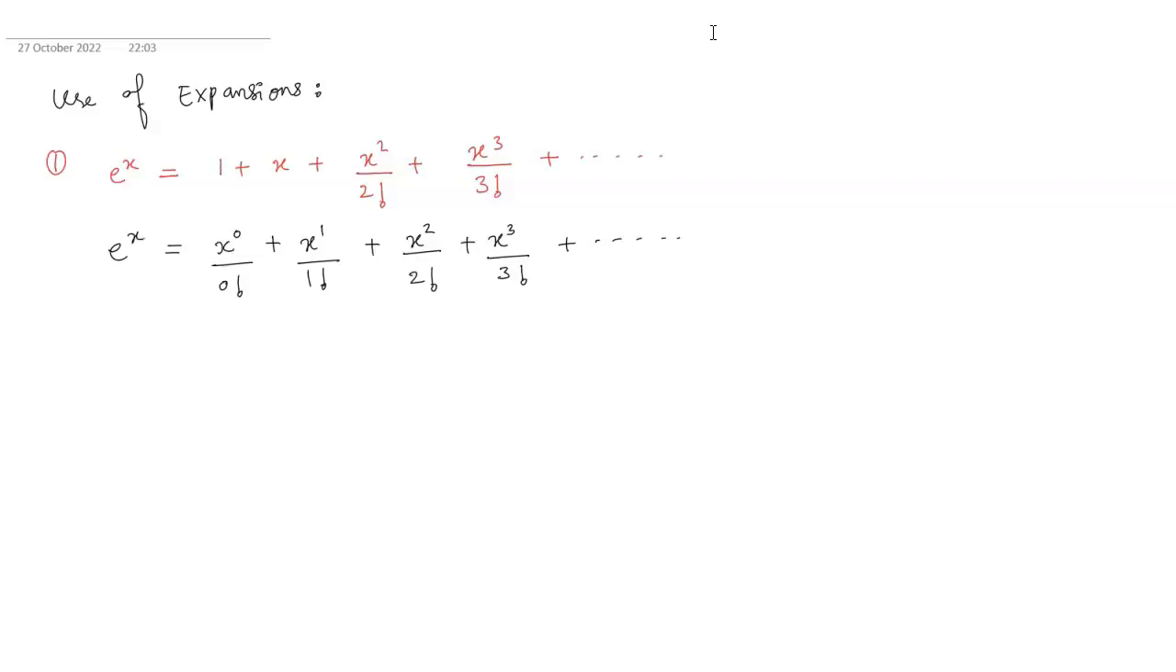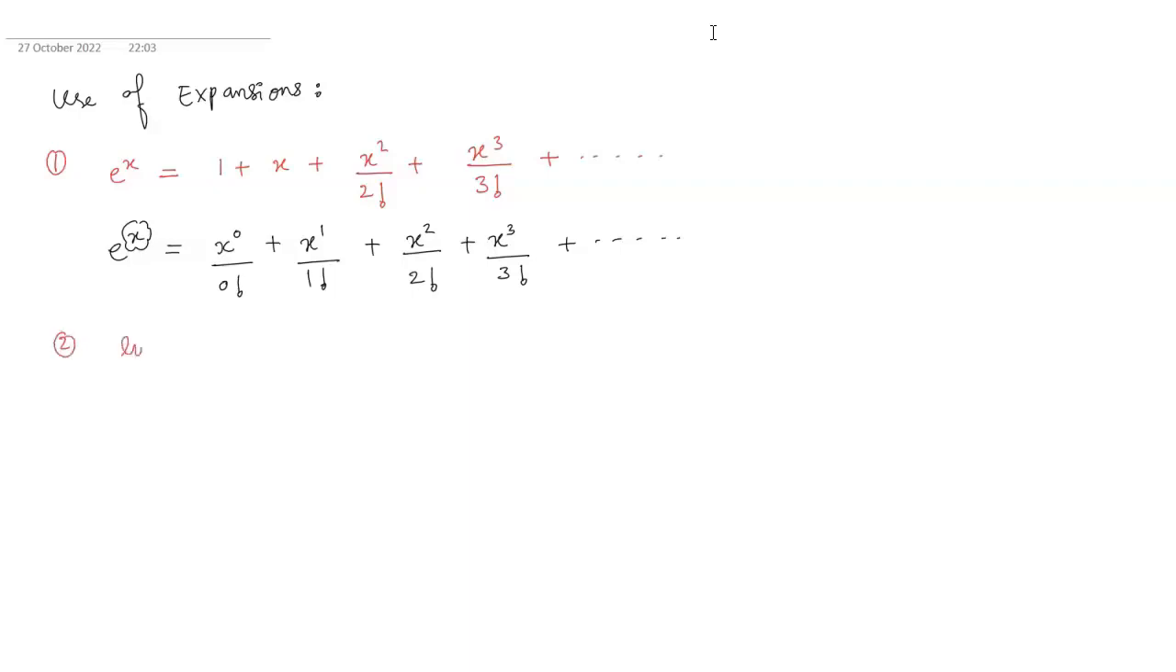e to the power x है अगर कहीं पे, तो ये जो x है जो भी पावर पे है एक एक्सपोनेंशियल टर्म के ऊपर, the same thing you have to write again and again, and the power will be increasing by 1 and same thing का फैक्टोरियल डिनोमिनेटर में रिपीट करते जाना है. So this is the way you have to remember the expansion of e to the power x.